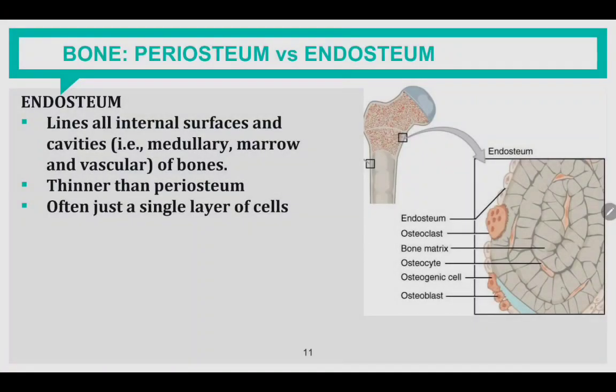So, endo means inside. So, endosteum, since it is inside, it lines all internal surfaces and cavities, such as your medullary cavities, your marrow, and vascular. So, basically, guys, in your spongy bone, you can see this endosteum because sa spongy bone natin makikita ang ating mga medullary cavities, right? Since they need to be inside, they are thinner than your periosteum, and often just a single layer of cell.